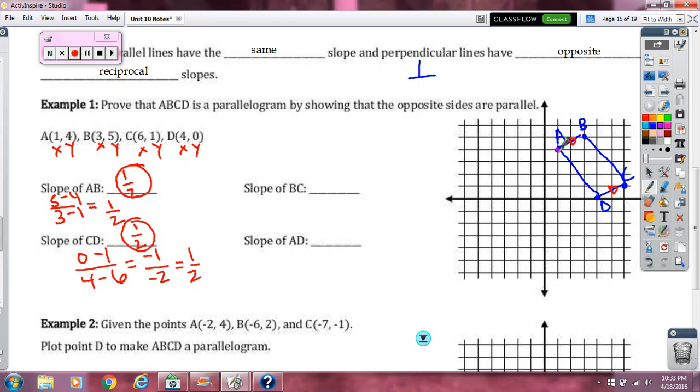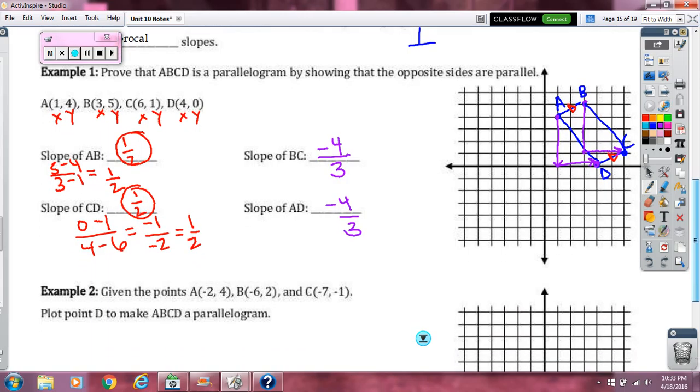So to get from A to D, now that I'm checking my next pair of parallel lines, I have to go down 1, 2, 3, 4. So my rise is negative 4, and I have to go to the right 1, 2, 3 spaces. So my run is 3. And then I could just check and make sure that BC has the exact same thing going on. So to get from point B to point C, I have to go down 1, 2, 3, 4, and I have to go over 1, 2, 3. So same slope, yay. Two pairs of parallel lines, so I do have a parallelogram.